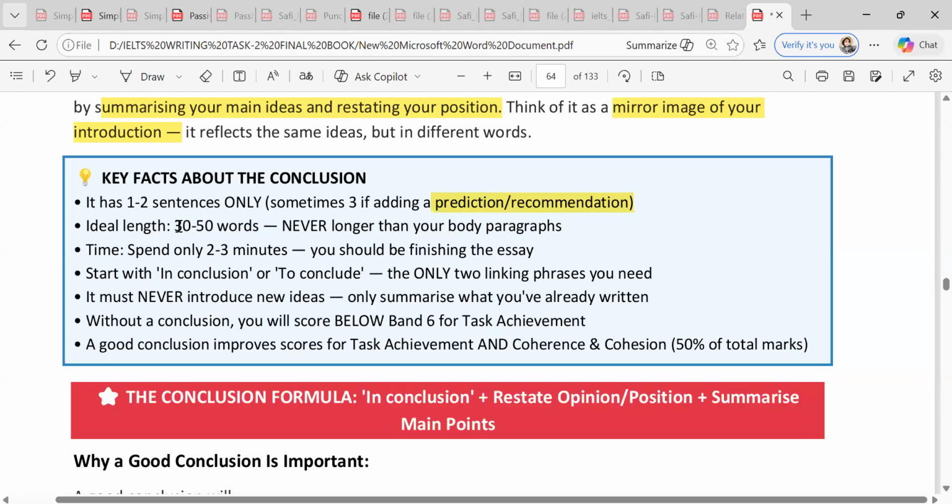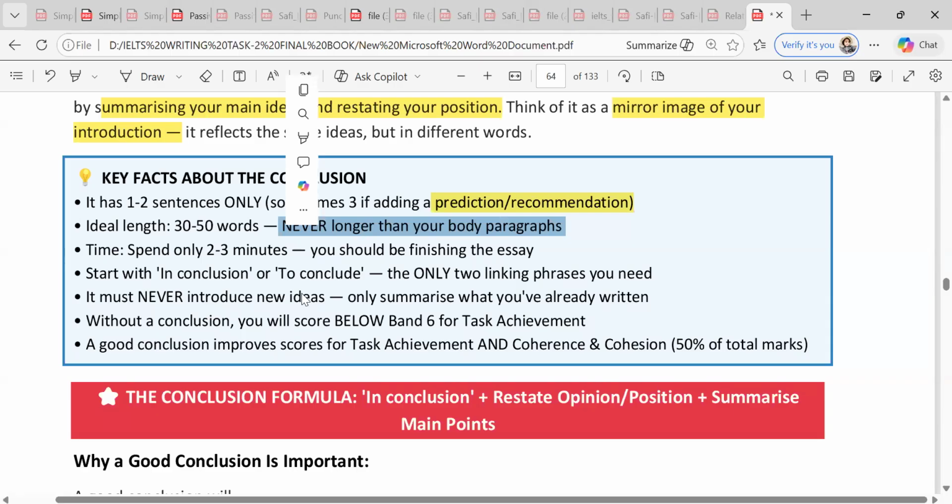The ideal length for this part is 30 to 50 words. If you remember, we studied that your introduction should not exceed 50 to 60 words, then your main body paragraphs 80 to 100 words. But when we study the conclusion paragraph, it is all about 30 to 50 words, not more than that. Never longer than your body paragraphs and your introduction.